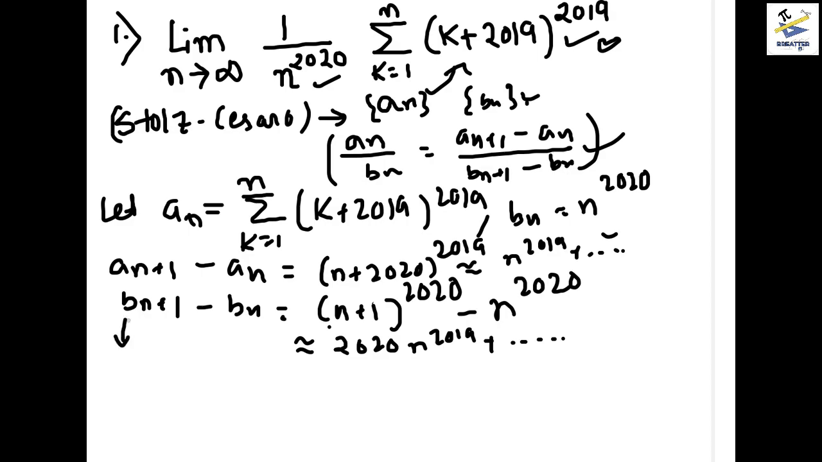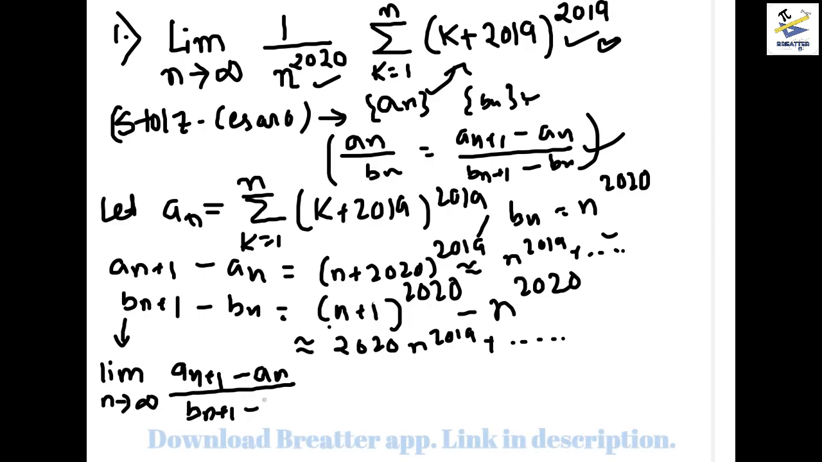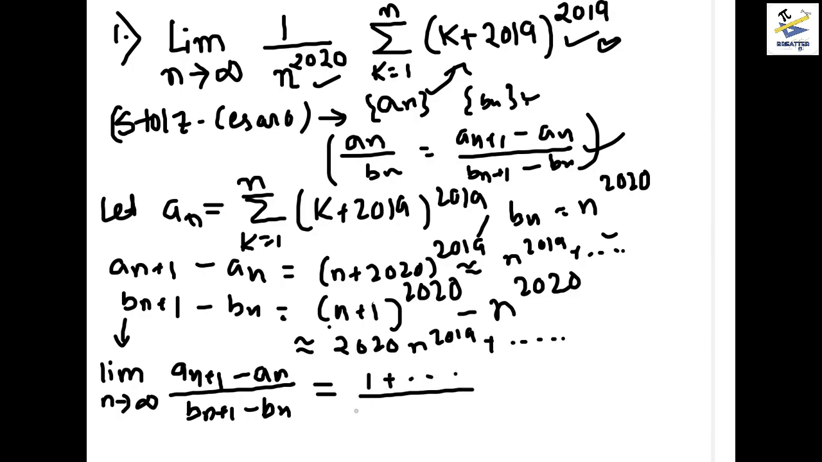So this division gives you the limit as n tends to infinity of a n plus 1 minus a n divided by b n plus 1 minus b n, and this gives you 1 plus all lower powers divided by 2020 plus all lower powers, which will give you 1 by 2020. And that is also the answer to our question, because as we stated by the Stolz-Cesaro theorem, the limit as n tends to infinity of a n by b n also equals the same thing. So that's how it's meant to be done.